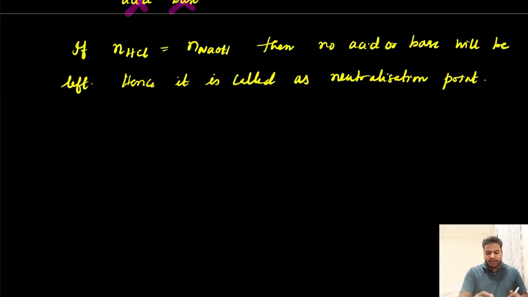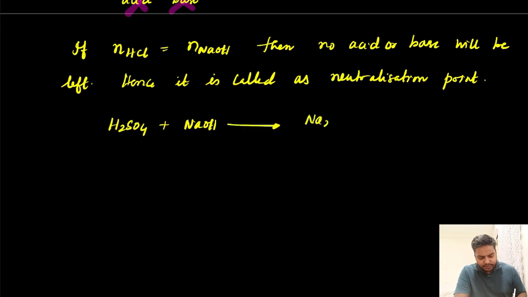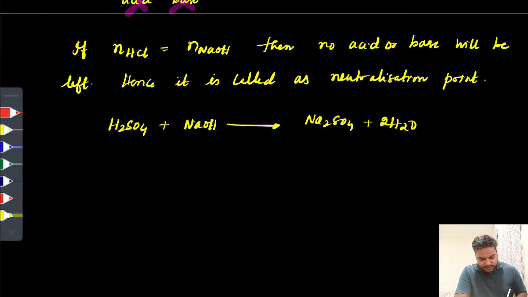So the same logic can be applied to all acid base reactions. This is something I want all of you to practice, that H2SO4 plus NaOH is going to give out Na2SO4 plus H2O. This is the way we can present it. If you balance the equation, you will get 2 moles of NaOH here, and 2 H2O coming out of it. Clear?